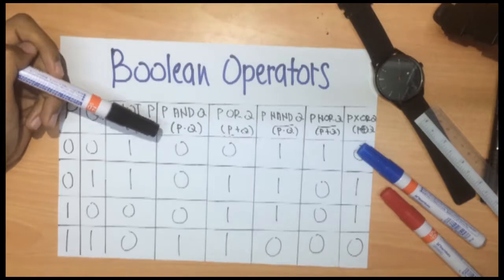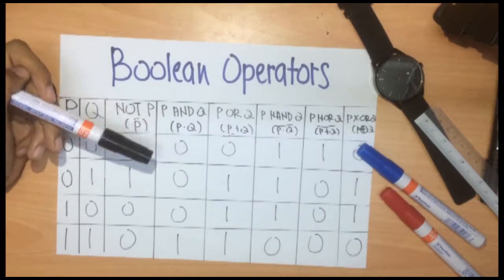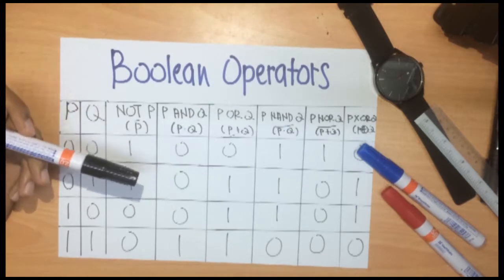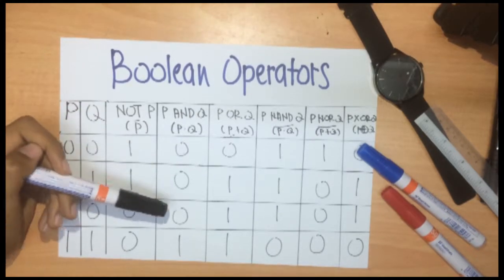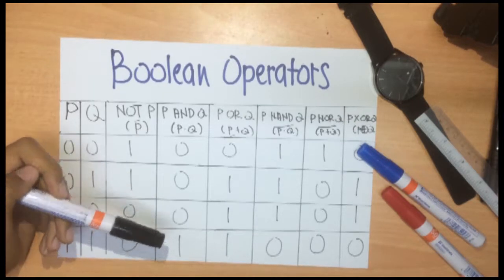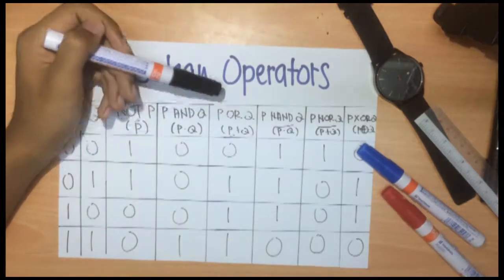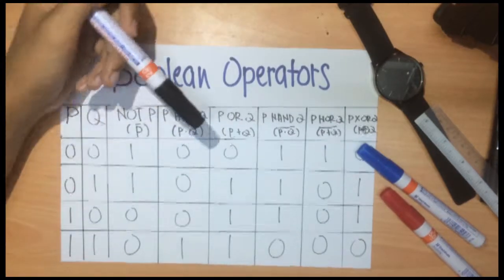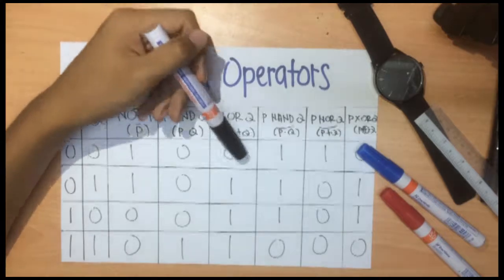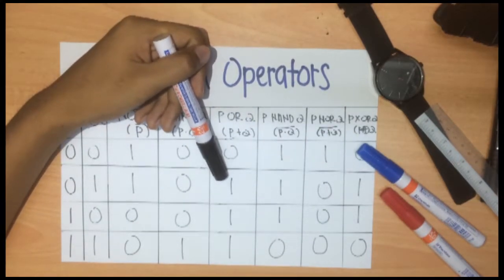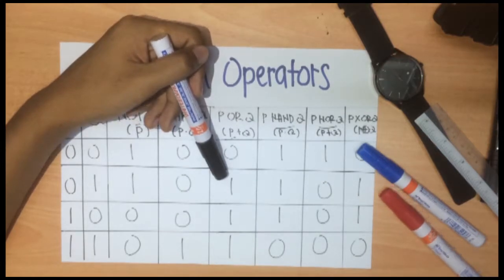For column P and Q, the first row is 0 because both P and Q are 0. Same goes for the other two rows because one of them is 0. Therefore, both P and Q must be true, which is 1. However, it's a bit different for column P or Q. The first row is 0 because both P and Q are 0, but the result of the other rows is 1 because one of them is true.